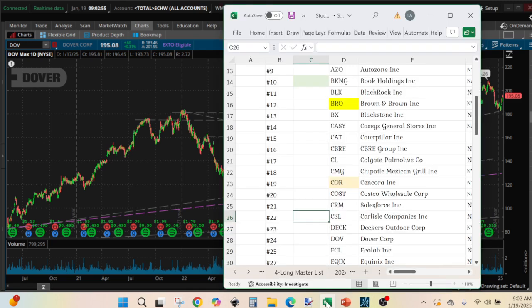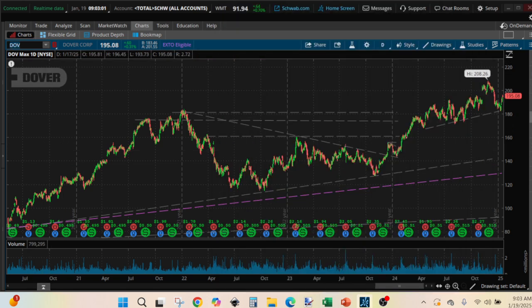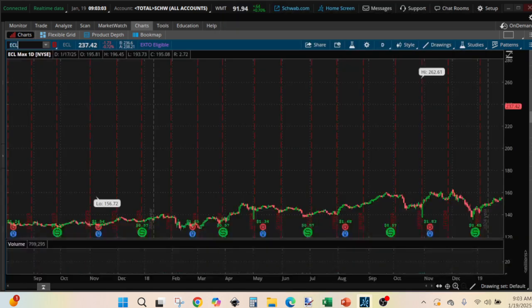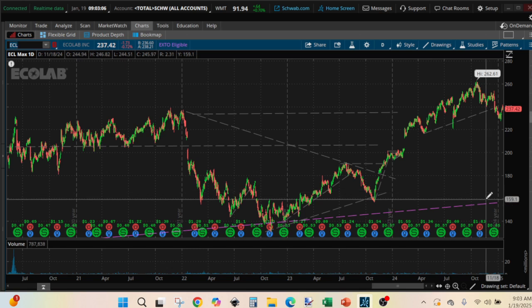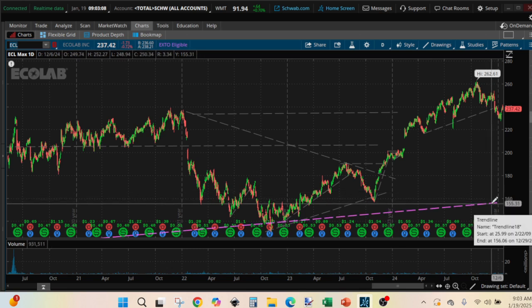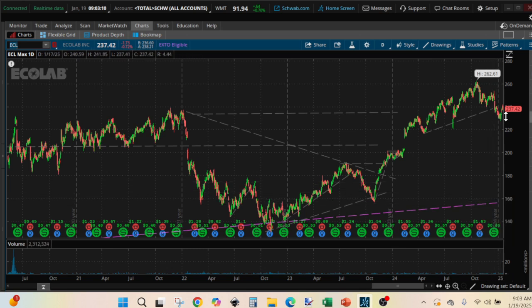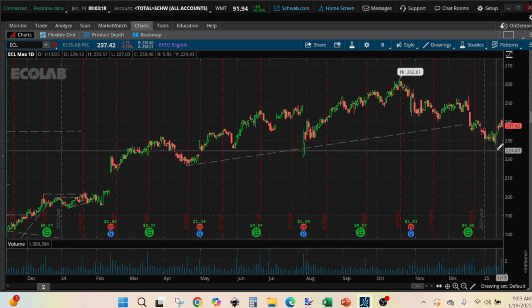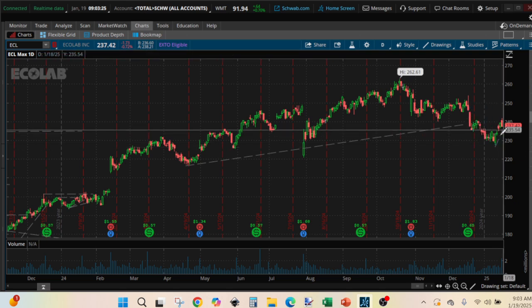The next one is ECL. ECL, that is our entry point, the uptrend line. But right now it is higher up. This trend line ended, but it seems to be creating a new one there. It's not going down. It may not be going down just here.